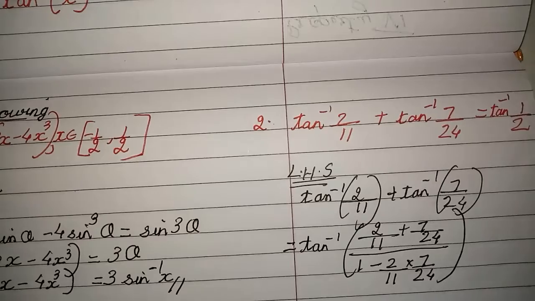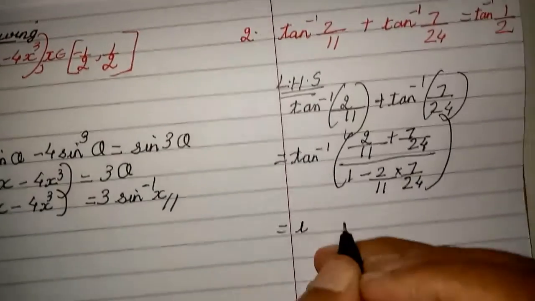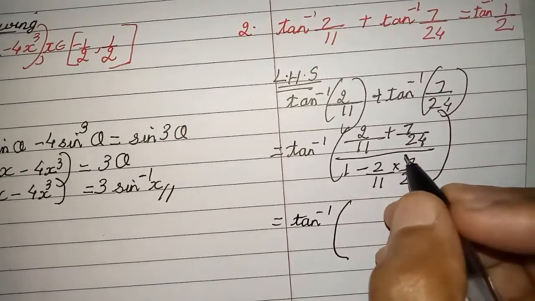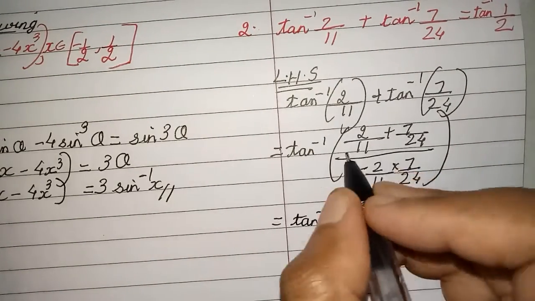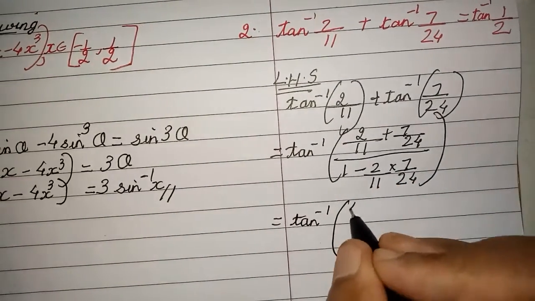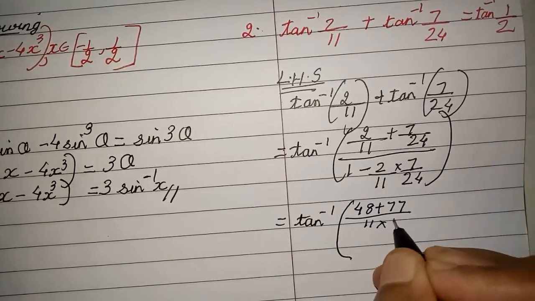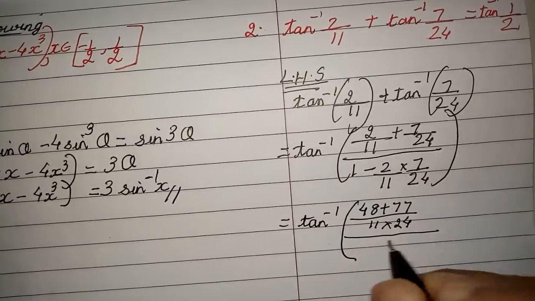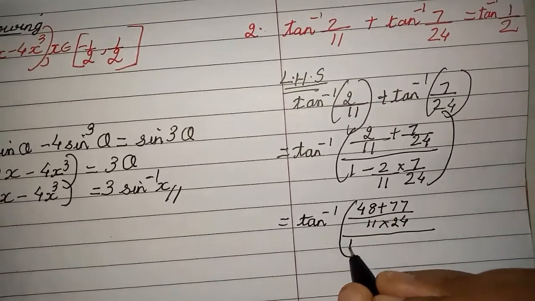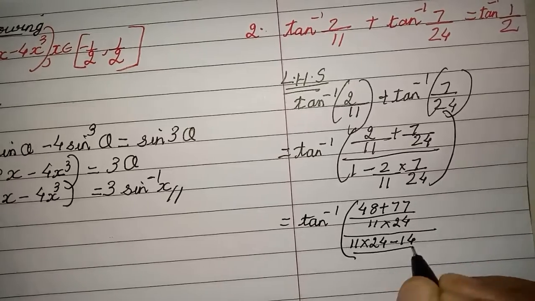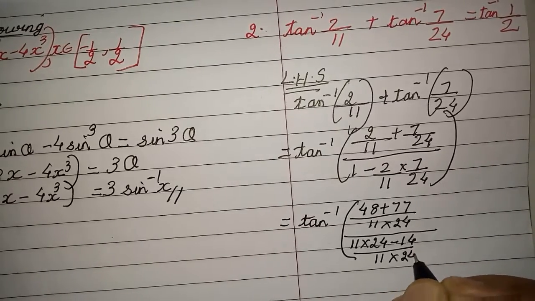Okay, this is into. Okay, now let us simplify. It's just a matter of simplifying. So this becomes tan inverse of, right? Now I cannot make the denominator same, so I'll cross multiply. So it is 48 plus 77 upon 11 into 24. Now 11 into 24 will come here. 11 into 24 minus 14 upon 11 into 24.